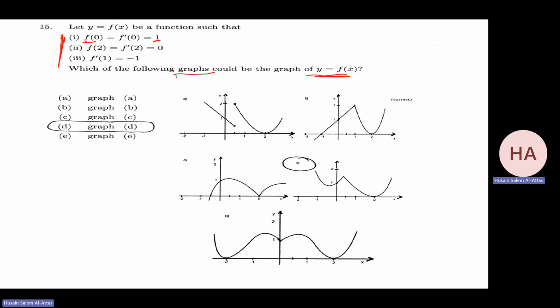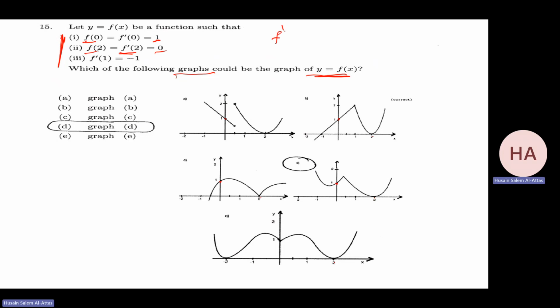Here f of 0 equals 1. Here f of 0 equals 1. In all of them, f of 0 equals 1. I'm getting nothing out of it. F of 2 equals 0. In all of them, f of 2 is 0. I'm getting nothing out of it. Okay, let me go back to f prime.